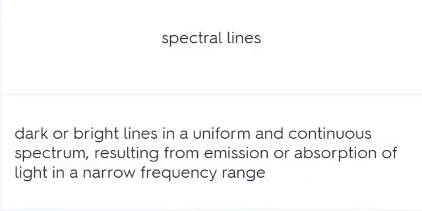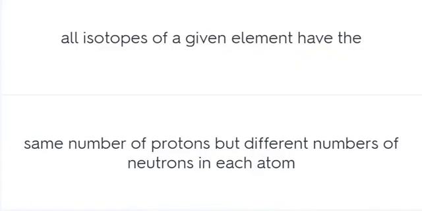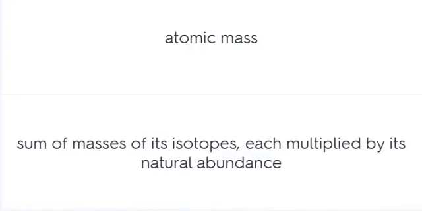Spectral lines. Dark or bright lines in a uniform and continuous spectrum resulting from emission or absorption of light in a narrow frequency range. Isotopes. Variants of a particular element which differ in neutron number. All isotopes of a given element have the same number of protons but different numbers of neutrons in each atom. Mass number. The total number of protons and neutrons in the nucleus of an atom. Atomic mass. Sum of masses of its isotopes, each multiplied by its natural abundance.